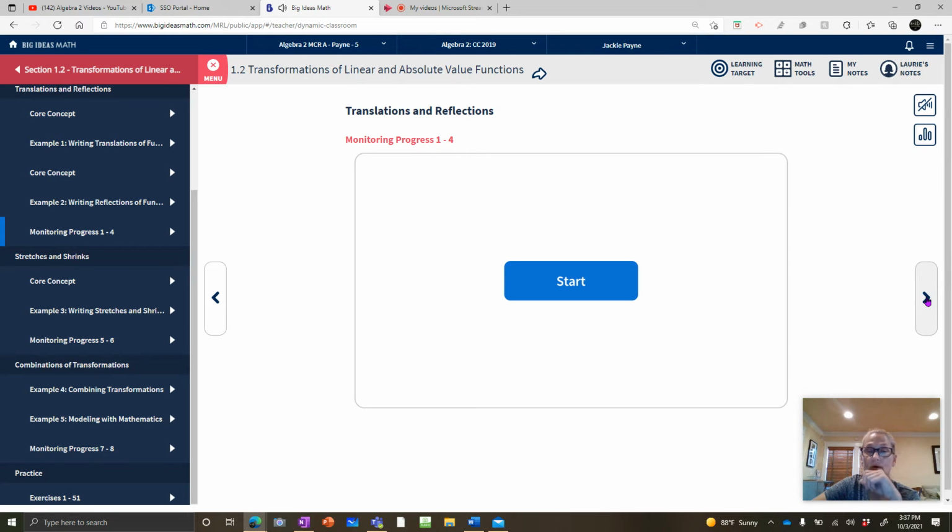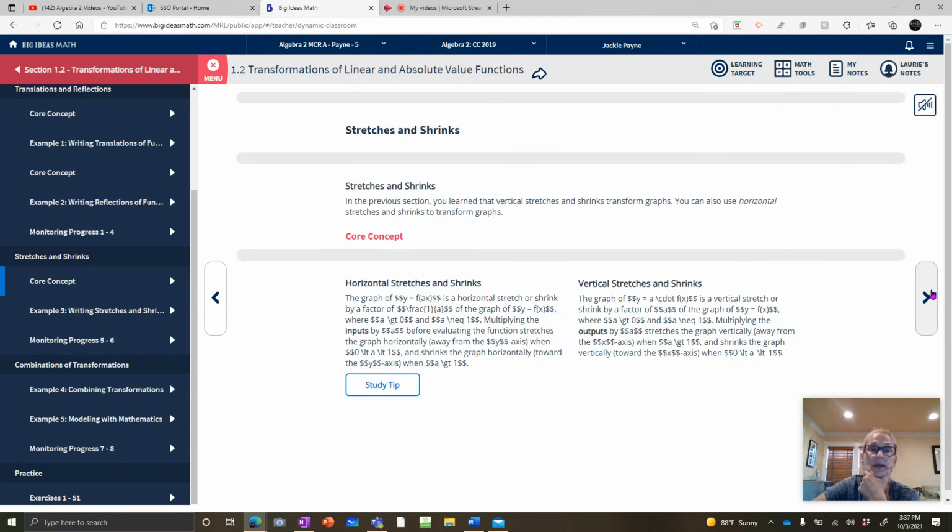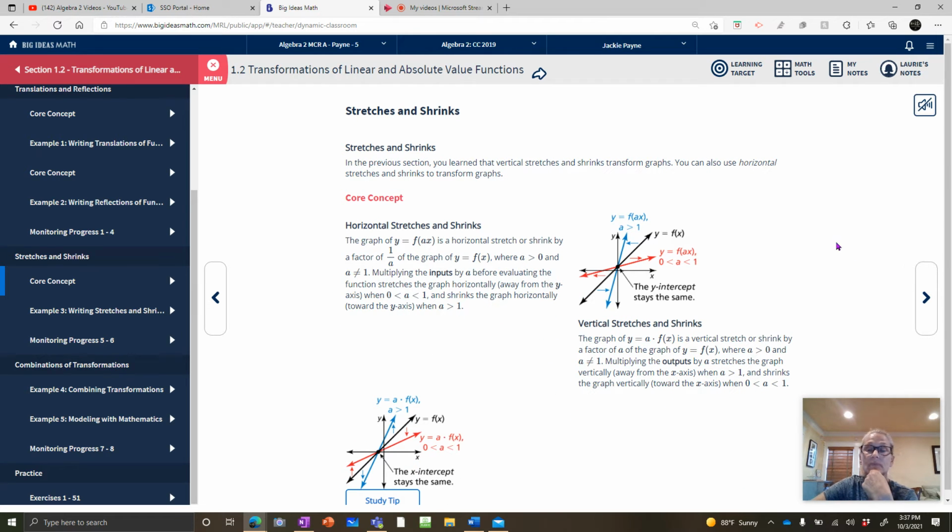This is where we're going to go over problems together in class, and now we'll go on to stretches and shrinks. We mostly started with the verticals. Remember, if a is multiplying your function, the slope is going to get steeper if a is more than 1. So if it's more than 100% increase, it's going to be stretched. If it's between 0 and 1, that means it's going to be shrunk. So the slope will be flatter.